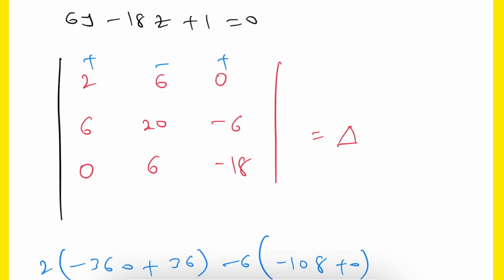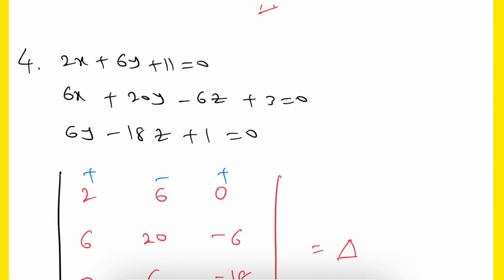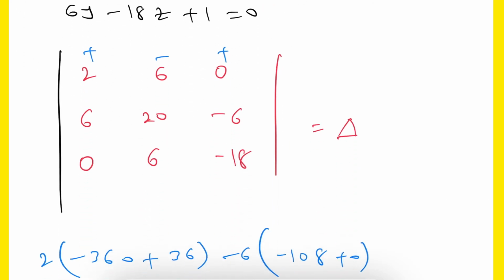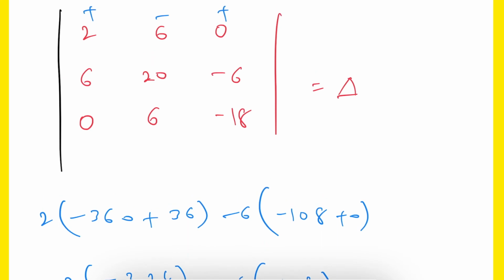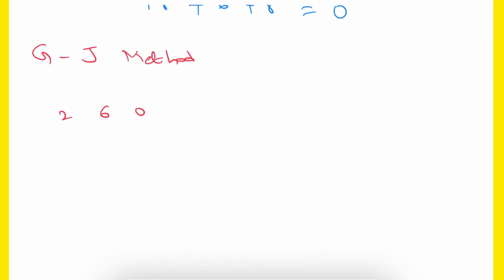So this matrix as it is, and next we need to use the constant matrix also. I mean we need to write the constant matrix also. So first let me write the same as it is. 2 6 0, then comes 6 20 minus 6, 0 6 minus 18.